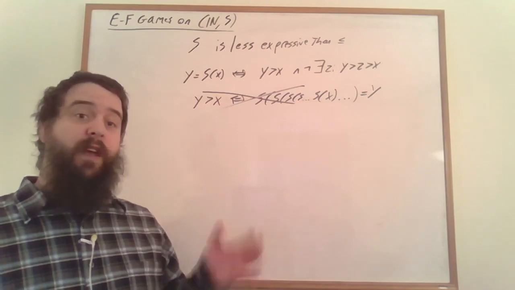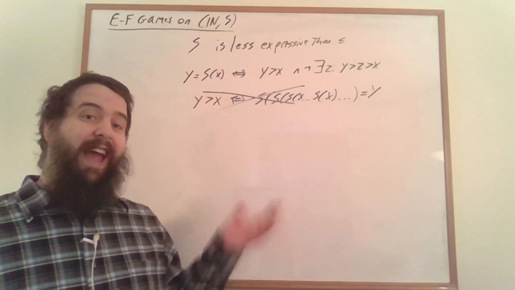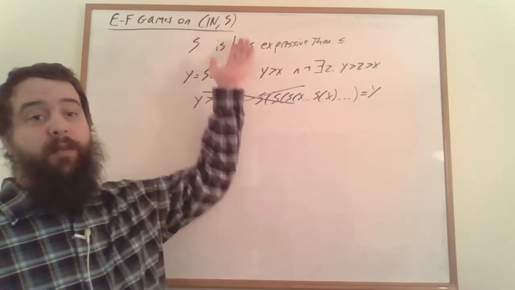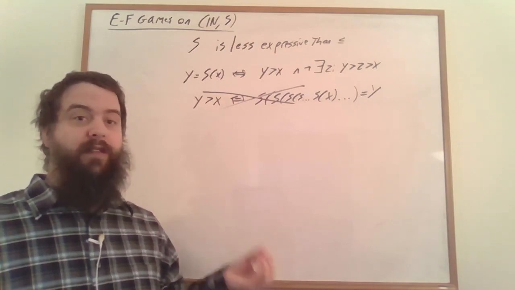I'd like to use Ehrenfeucht-Fraïssé games to demonstrate these results formally, but how can we talk about Ehrenfeucht-Fraïssé games on a structure with an operation? Well, the simplest way is to relationalize our structure.